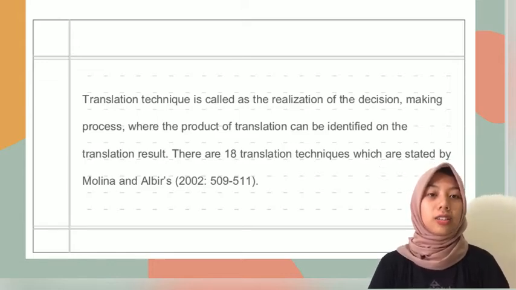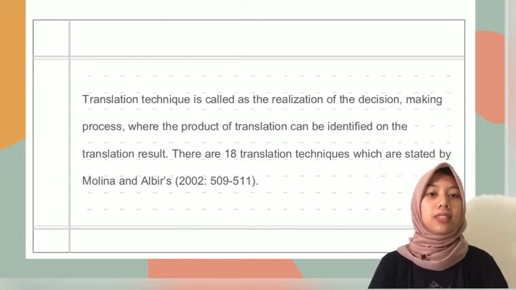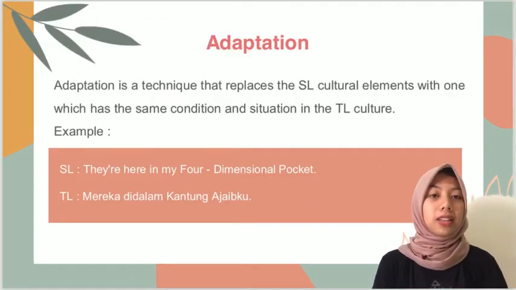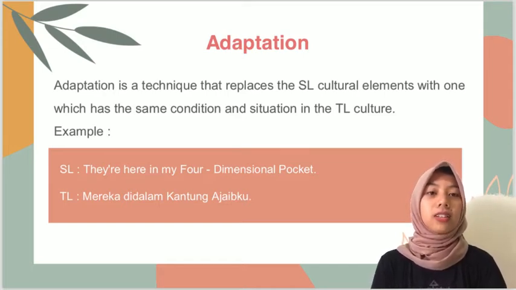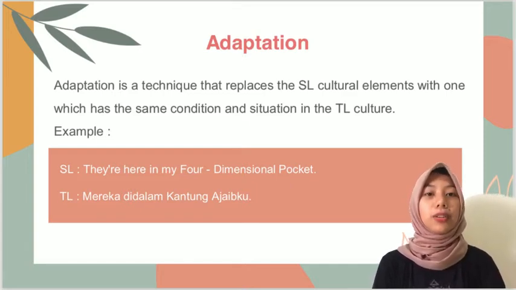Translation technique is called the realization of the decision-making process where the product of translation can be identified in the translation result. There are 18 translation techniques which are stated by Molina and Albir. First is adaptation. Adaptation is a technique that replaces the source language cultural elements with ones which have the same condition and situation in the target language culture.